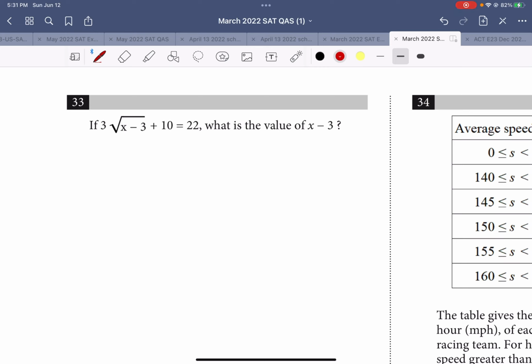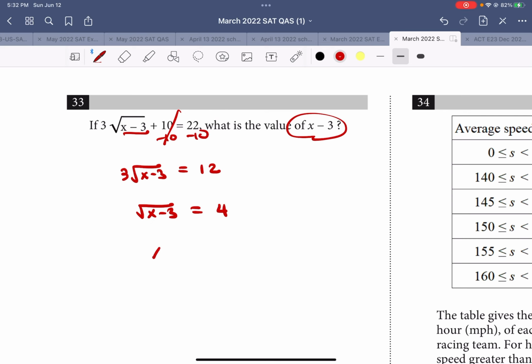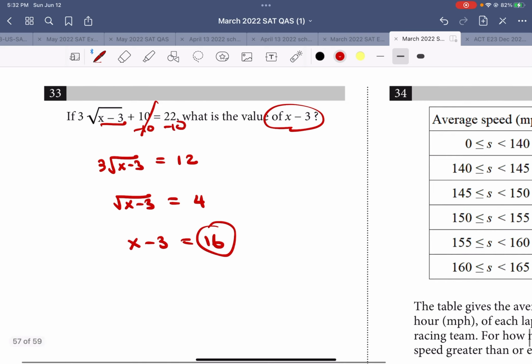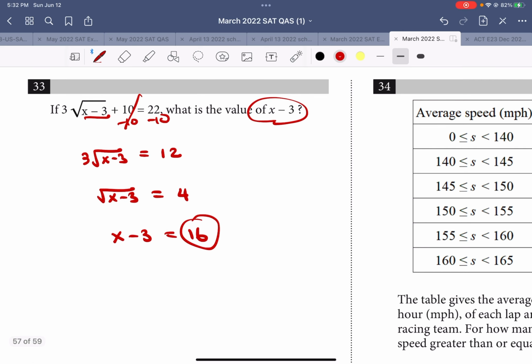So they gave you 3 root (x minus 3) plus 10 equals 22. What is x minus 3? So I see that here. Let's manipulate. So 3 root (x minus 3), when you subtract 10 from both sides, equals 12. Now you divide by 3, root (x minus 3) equals 4, and then square both sides, so x minus 3 is 4 squared, 16. Then you're done. Okay, try to make that expression. A lot of times you don't need to solve for x. Just change it to that expression.